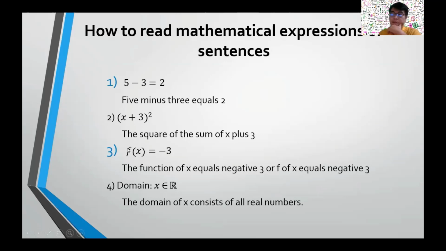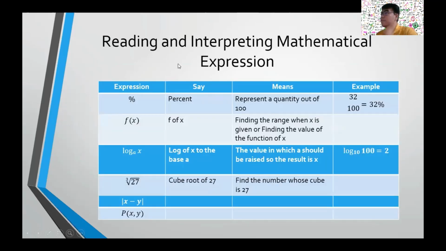Alright? Number 3, the function of x is equal to negative 3. And number 4, the domain of x, the domain is x, an element of R. So the domain of x consists of all real numbers. Alright? Reading and interpreting mathematical expressions. So for example, this is percent. It means a quantity of 100. So 32% actually is 32 over 100. F of x, or the function of x, is finding the range when x is given, or finding the value of the function of x.